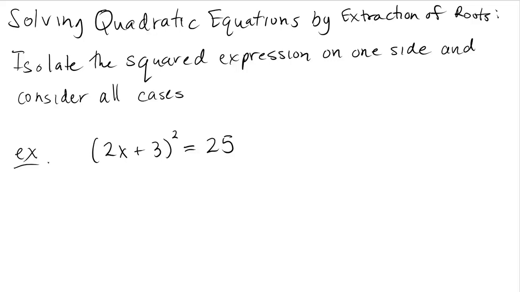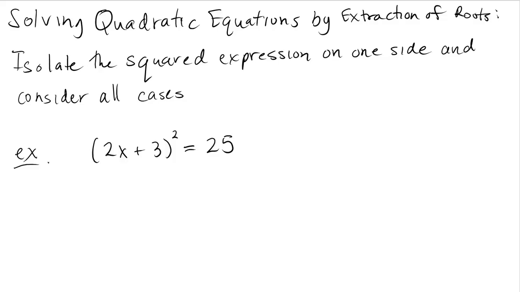This technique is distinct from the factoring strategy we just learned and the technique we're going to learn after this one, because your first step isn't to get 0 on one side. Your first step is to isolate a squared expression on one side. When you're solving an equation by extraction of roots, you're going to get a squared expression on one side and a number on the other side. You don't want any variables on the other side. Once you've isolated the squared expression on one side, you consider all cases, and I'll explain what that means as we do an example here.